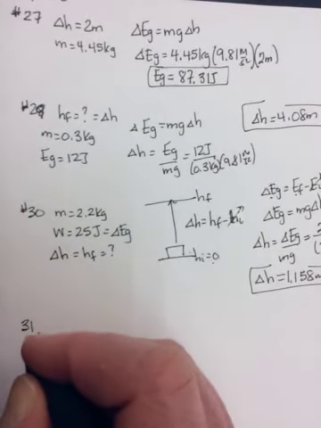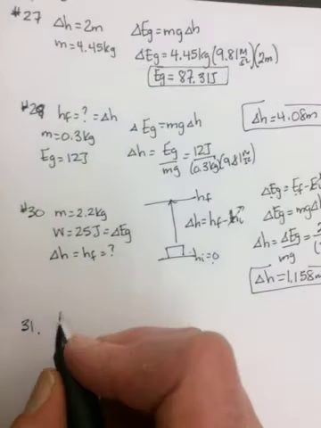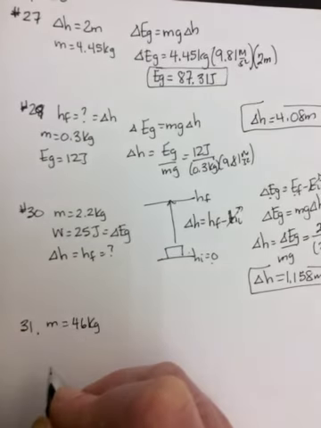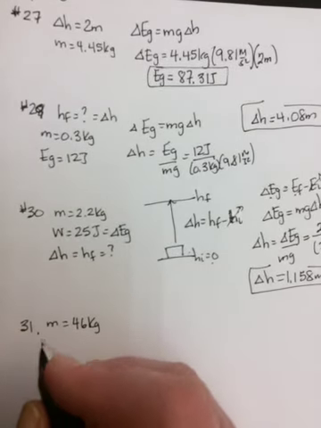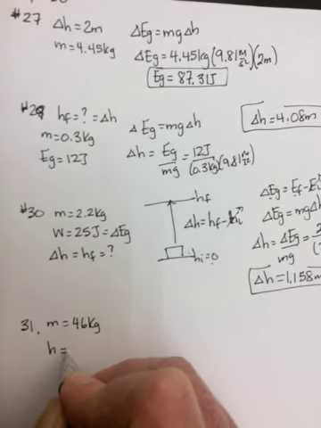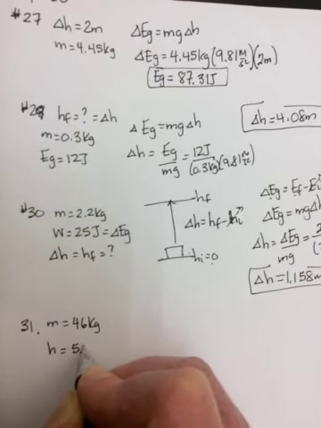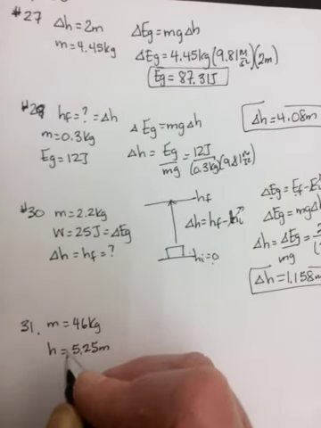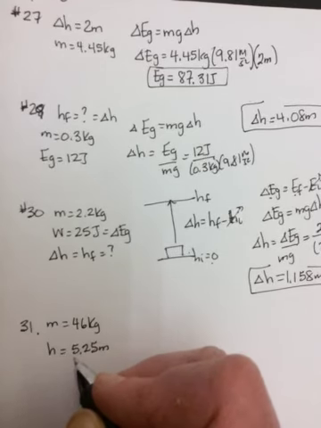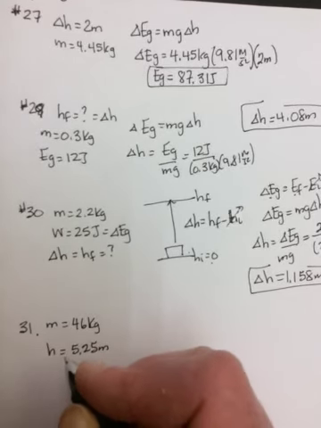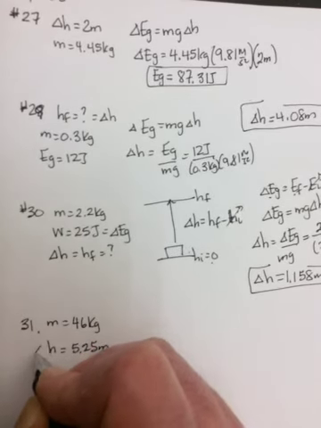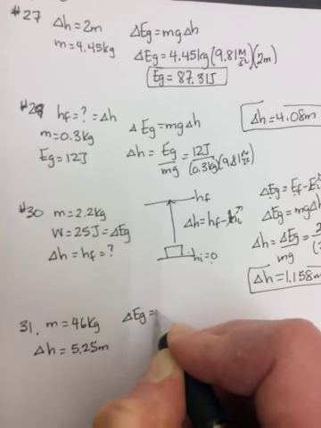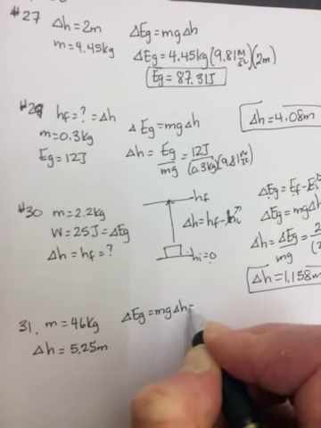says a 46 kilogram child cycles up a large hill, so the mass is 46 kilograms, cycles up a large hill to a point that is a vertical distance of 5.25 meters. So your height, I think it's 5.25 meters. And again, that could be your delta or your final, because we're assuming your initial is 0, because it's 5.25 meters above the starting point. Find the change in the child's gravitational potential energy. So if we call this delta H, then we're looking for delta Eg, it's equal to mg delta H.